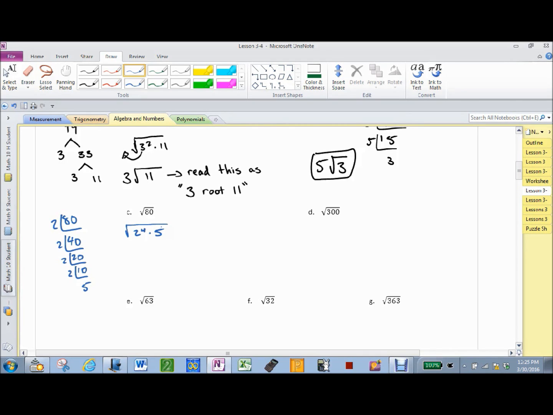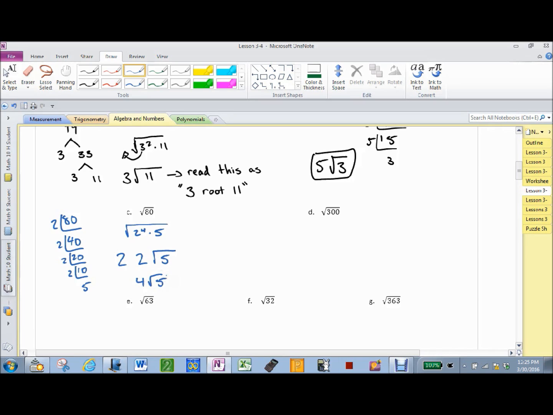Okay, now, are there groups of 2? How many? 2, because I can take out 2 groups of 2, can I? So out comes a 2, out comes another 2, and what did I leave under there? 5. What do I do with the exponents? So it's 4 root 5. Is everyone cool?